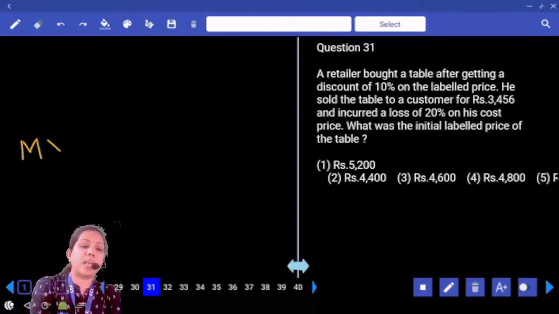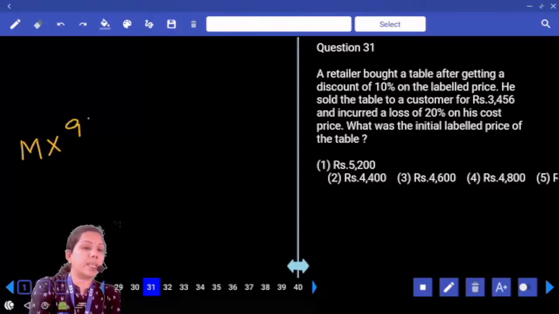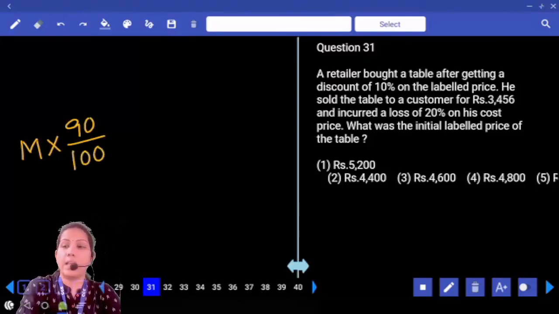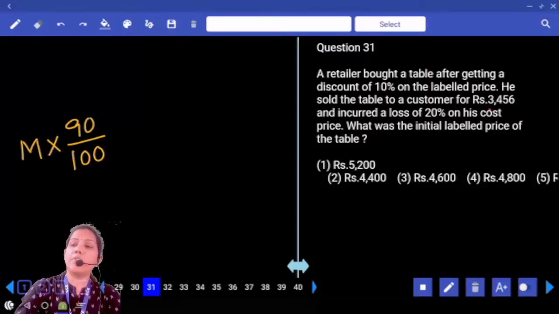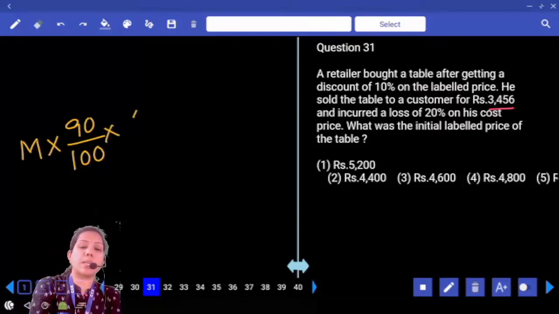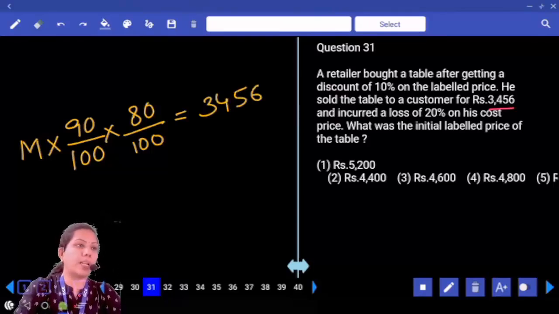And he gets how much discount? 10% discount means what is his cost price? Market price is M, and he gets 10% discount, so his cost price is equal to M into 90 by 100. And he sold at 3,456, finally he gets profit or loss? Loss of how much? 20% loss means 80 by 100. So that is the selling price, that is equal to 3,456. Finally find the value of M, that is the question.